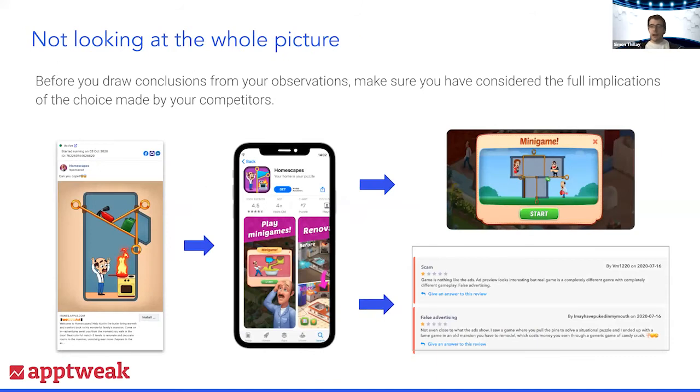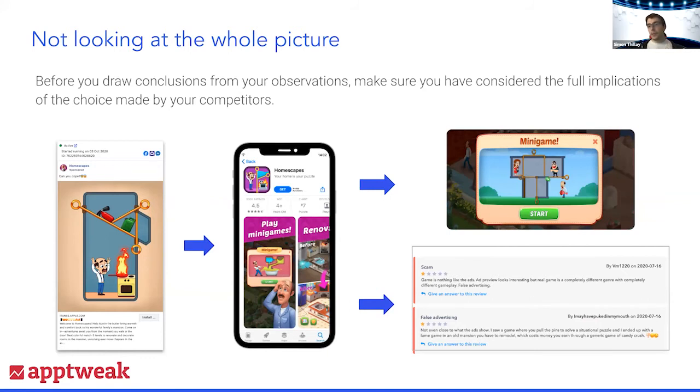The second pitfall I wanted to bring up is not looking at the whole picture, and it's somehow related to the previous one. Here, when I say don't forget to look at the whole picture, it means that you need to make sure you understand all the implications of a choice made by a competitor before you choose to apply it to your own game.